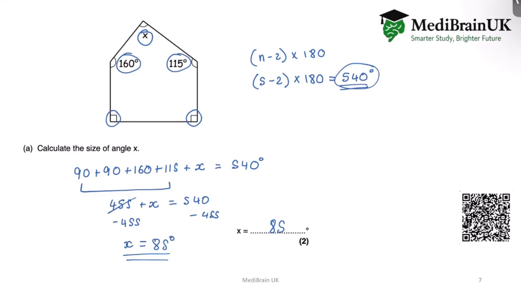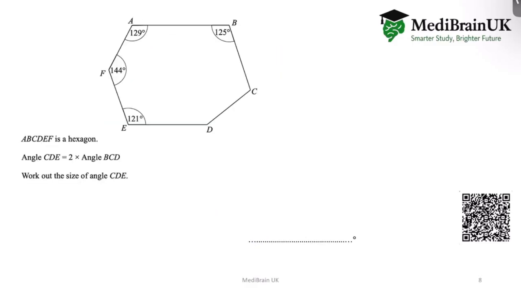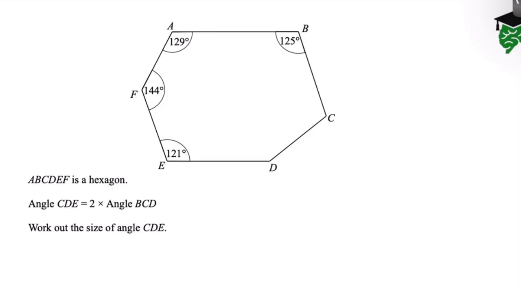Now we're going to take it up another level and have a look at a question like this. It says ABCDEF is a hexagon. Angle CDE is 2 times angle BCD. Work out the size of angle CDE. So we started off simple, we got a bit harder, and now we're getting even harder. Let's have a look at this shape.